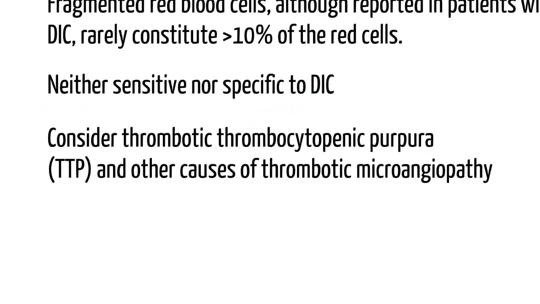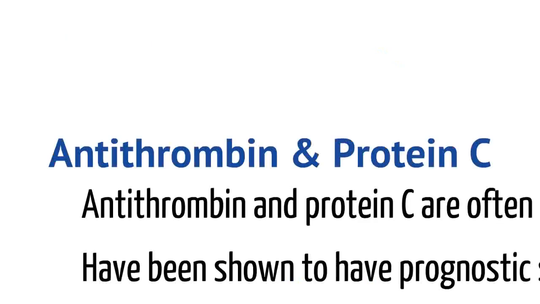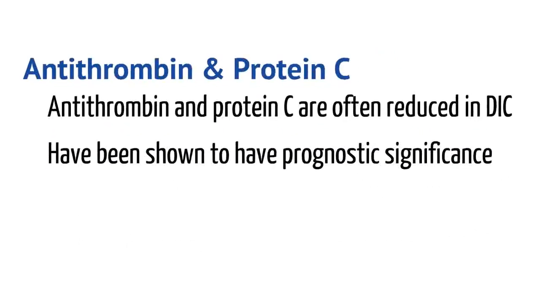It's not a sensitive or specific finding in DIC because schistocytes are associated with many other disorders, including mechanical heart valves, vasculitides. So really, when you see schistocytes, consider other things that could be causing it, such as thrombotic thrombocytopenic purpura or other microangiopathies. Now, let's talk about antithrombin and protein C.